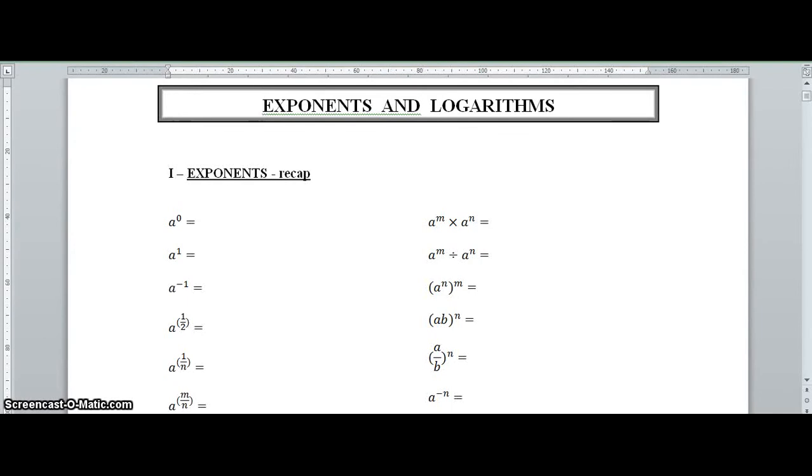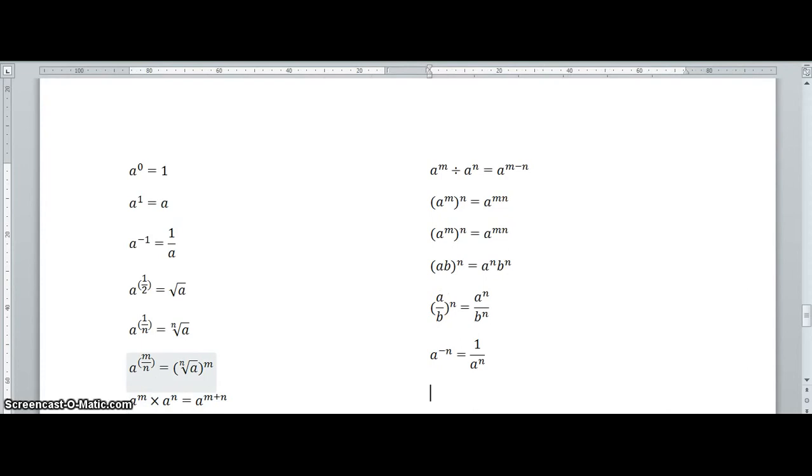On your first page is a recap of all the exponent rules which you will need to master for this unit. This is a revision from Year 11. Please pause the video now and try to fill it in, and in a few seconds I'll show you the answers. Here are the answers, and you can pause the video again to check what you've done.